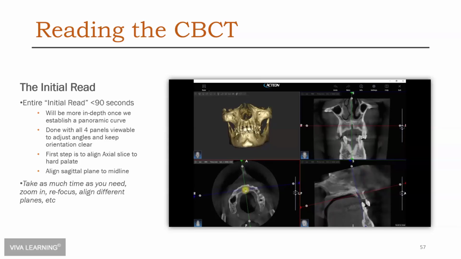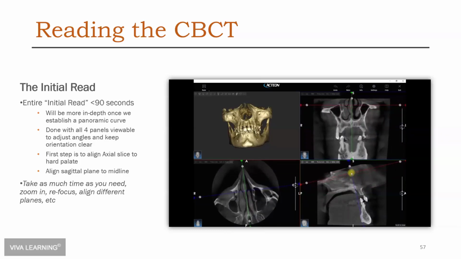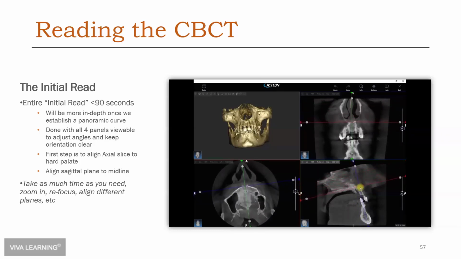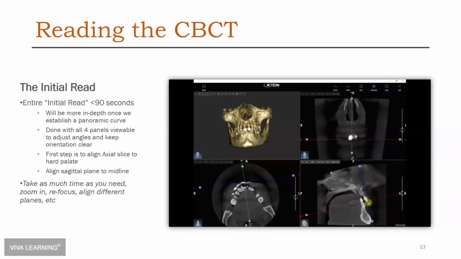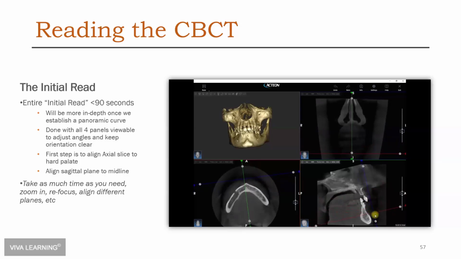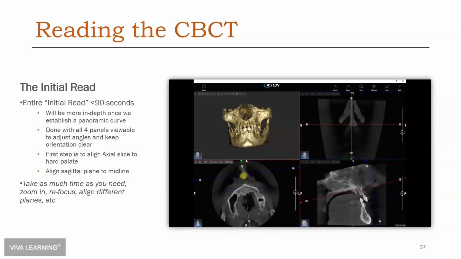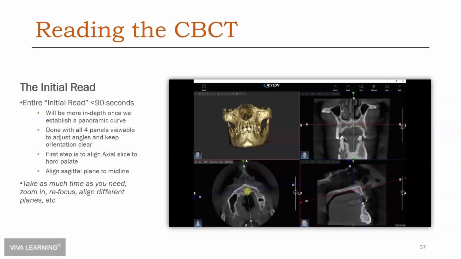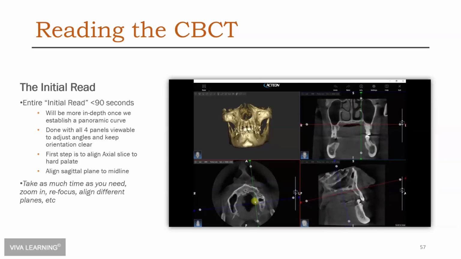Okay. The first thing I do, though, like you saw there, is I align the axial slice with the hard palate or the maxillary occlusal plane, because that's going to give me my most symmetrical view down the middle. And we're reading the axial slice in the lower left first, even though I'm clicking on the right side. Now we're going to go front to back. So the top right is what we're viewing as we go front to back through the coronal slice.